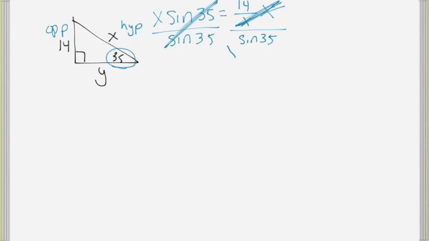So wait, why couldn't you just do 14 instead of x? Because that's on the top of the fraction. So if we multiplied by a 14, we would do 14 times 14, which is the way that fractions work, and that's not helping us get rid of the x.